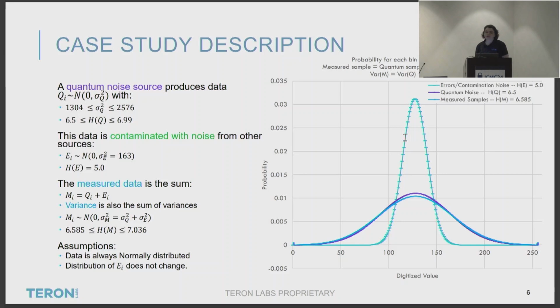The measured data that we can actually look at and process is the sum of the data from the quantum source plus the noise that gets introduced when we measure it. It turns out that is this blue distribution that's quite close to the purple one. Because this blue distribution is a sum of 2 normal distributions, the variance of the blue one, the measured data, is the sum of the variance of the other 2.